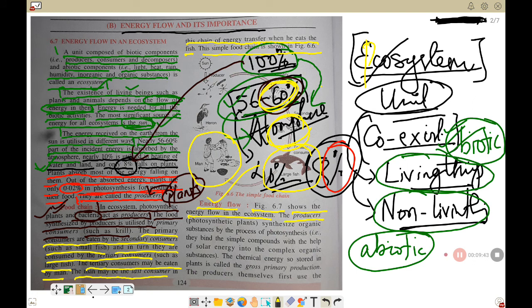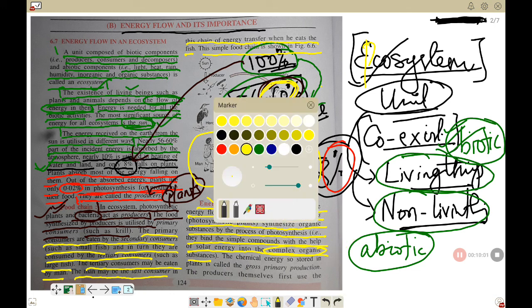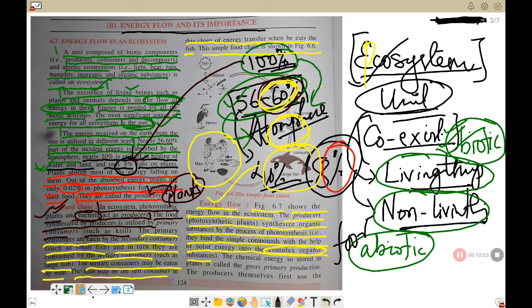The producers, that is photosynthetic plants, synthesize organic substances by the process of photosynthesis. That is, they bind simple compounds with the help of solar energy into complex organic substances. This complex organic substance, in simple language, we can call food. The chemical energy so stored in the plant is called the gross primary production. So you can underline here.